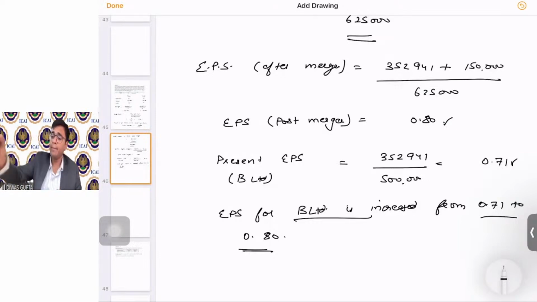Sometimes for the combined entity, we are not specifically given the PE ratio. We are given the PE ratio for the acquiring company and the target company. Now, in such a case, we always assume the post-merger PE ratio to be the same as that of the acquiring company. We assume it to be the same, students.